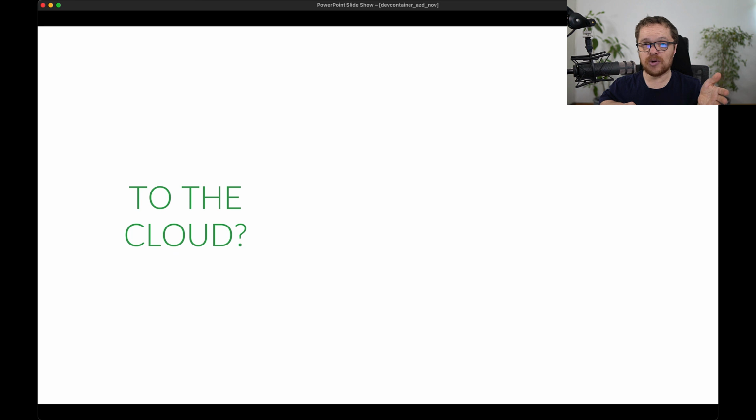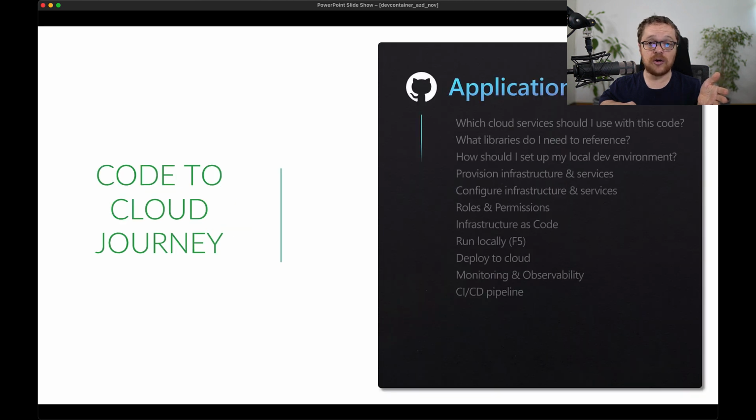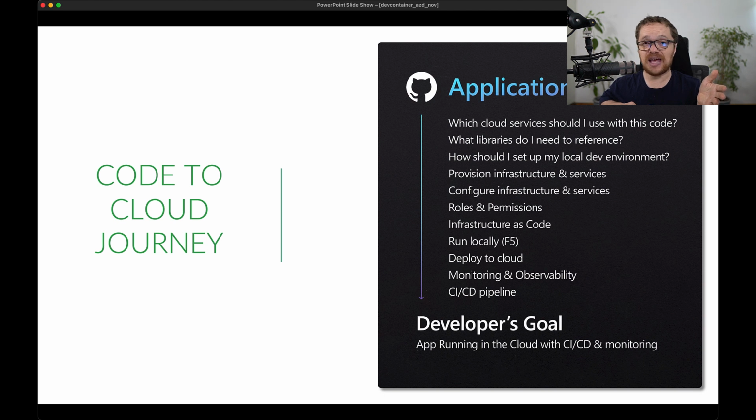At the same time, I want all of this to be able to be deployed to the cloud with a lot of ease. It is a lot of information, this code to cloud journey. I need to ask myself, which cloud services should I use to run this code? What libraries do I need to reference? How should I set up my local dev environment? I need to provision my infrastructure and services. I need to configure my infrastructure and services, my roles and permissions. I hate setting up roles and permissions.